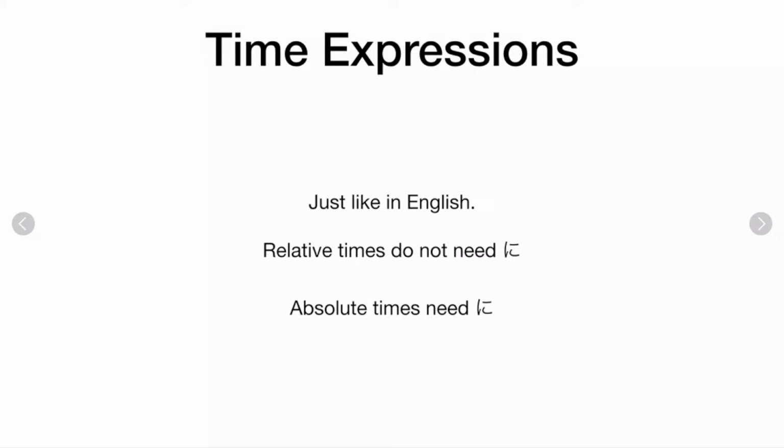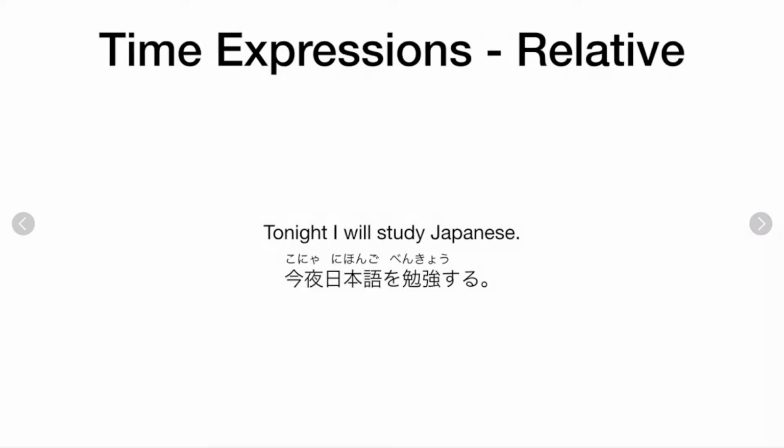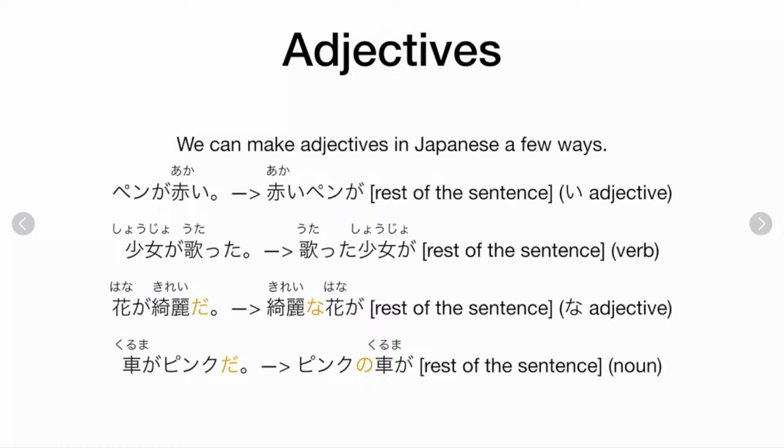Okay, I think I'd mentioned time expressions. We can skip this for now because we talked about this before. Let's talk about adjectives. Okay, so there are 4 ways to make adjectives, and it's going to depend on what the base thought is. So if the base thought is pen ga akai, right? The pen is red. Then the way you can use that as an adjective, just take this adjective as is with no modifications and put it before the noun, akai pen.